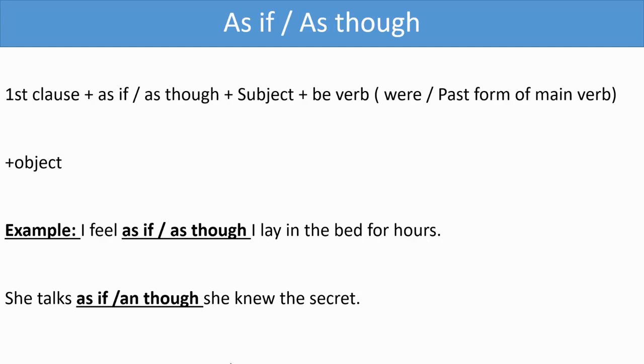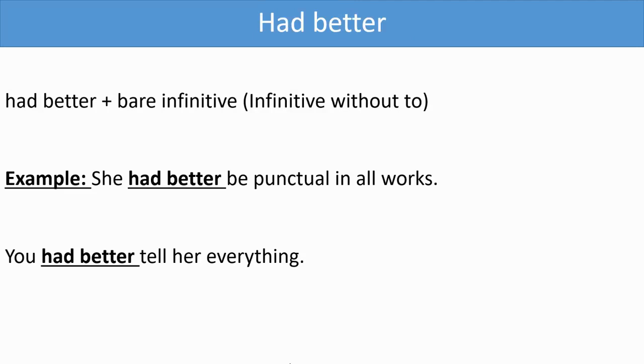So look at the structure first. First clause plus as if or as though plus subject plus be verb. Past form হয়ে যাবে where অথবা past form of main verb plus object. Example: I feel as if or as though I lay in the bed for hours. She talked as if or as though she knew the secret.